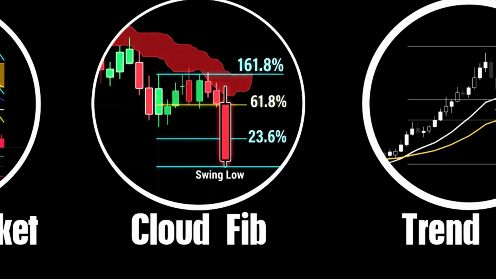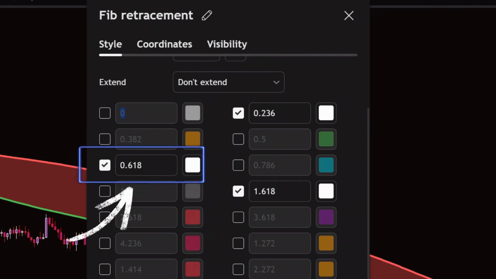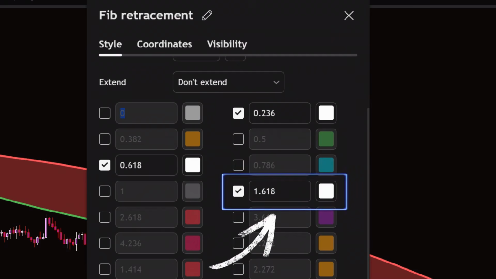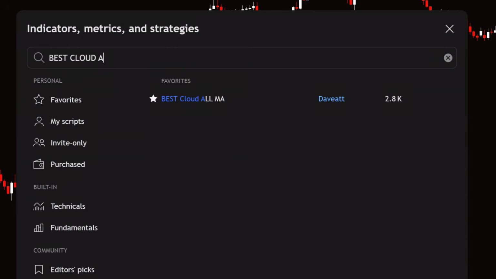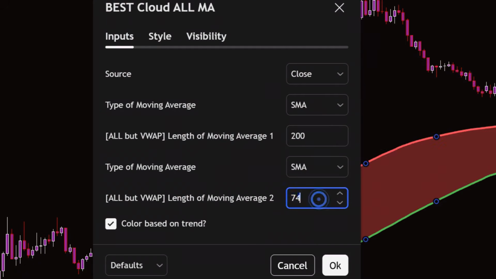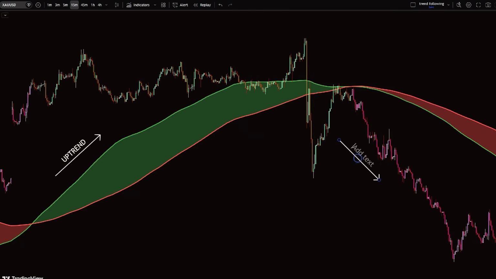Cloud correction Fibonacci strategy. Not every pullback deserves a Fibonacci tool, only the correction wave inside a trend that's already confirmed. We're using just 3 Fibonacci levels here: 23.6%, 61.8%, and 161.8%. But before drawing anything, find your trend with the Best Cloud OLMA indicator set to 200 SMA and 300 SMA. Price above the green cloud, you're bullish. Below the red cloud, you're bearish. The real skill here is spotting the correction wave.